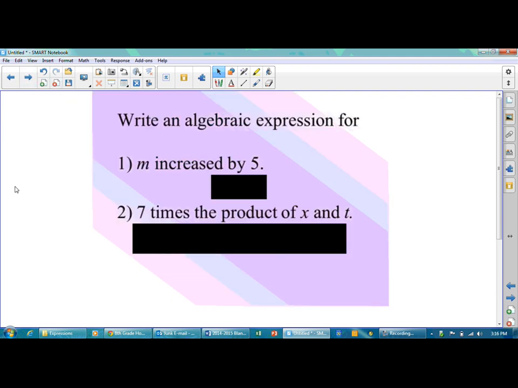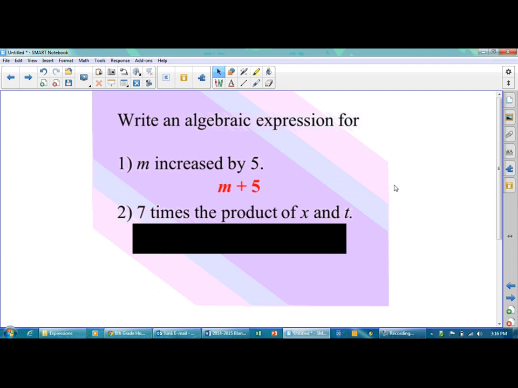Now, write an algebraic expression for. This just means write it in math symbols. So m increased by 5. Now if it gives you the variable m, we have to use the variable m. We can't just pick any old variable we want. We have to use what we're actually given. Okay, so m increased by 5. Increase means add, so m plus 5.